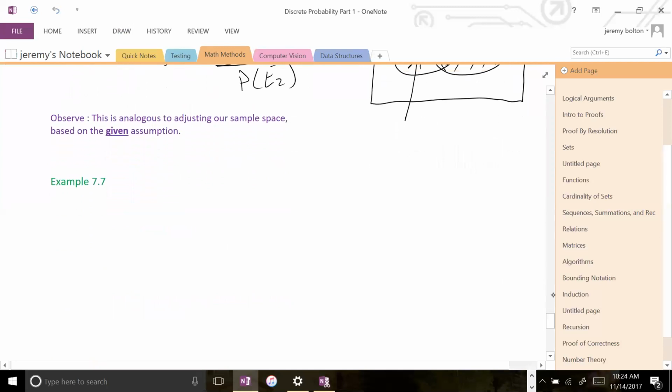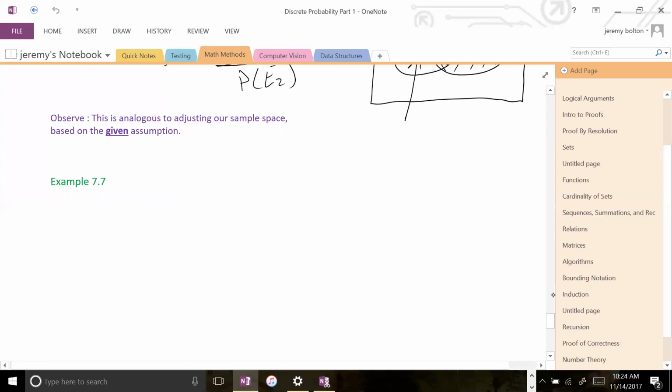All right, so I think that's some good intuition and something to think about when you look at the condition bar, or the given assumption. In a sense, we're re-updating, altering our sample space, and re-estimating the probability of our events conditioned on that assumption. And so let's do a few examples now looking at this.